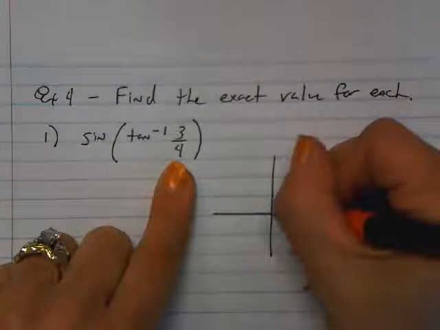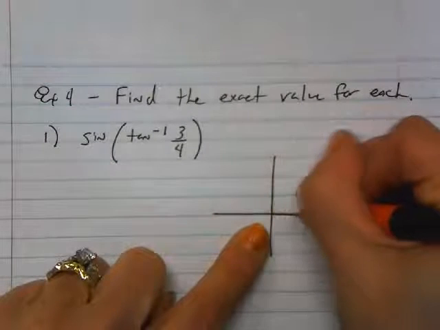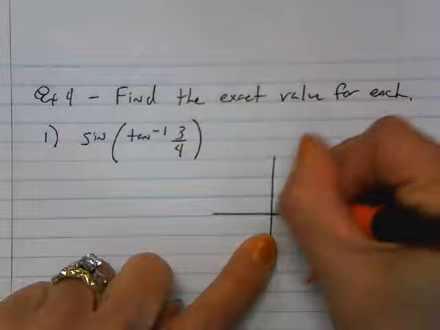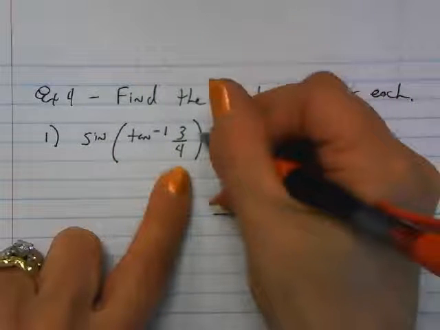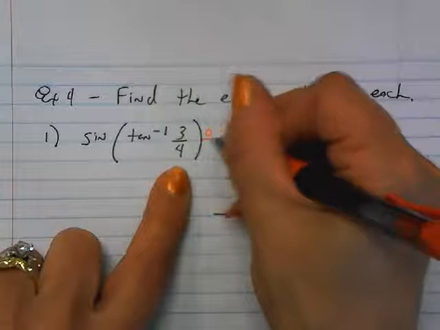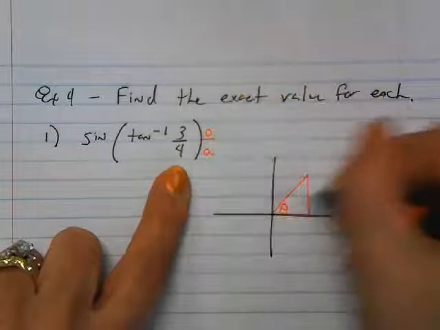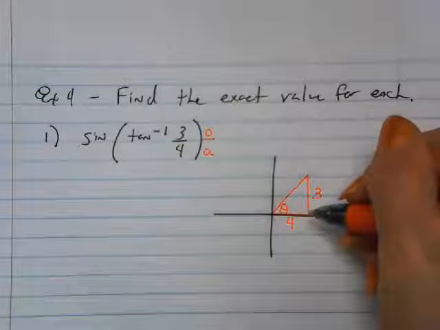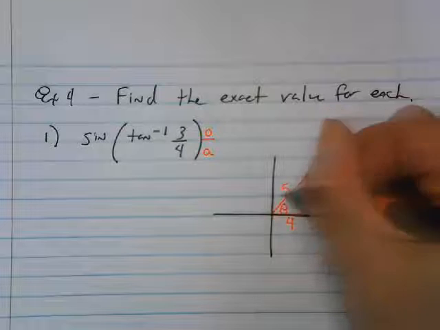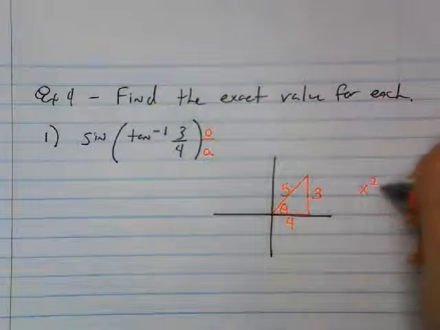Remember, we go left, right, up, down, make our triangle. There's theta. Now, tangent is what? Tangent is O over A. So opposite theta, I'll put a 3. Adjacent to theta, I'll put a 4. And now I know that hypotenuse has to be 5, right? Because x squared equals 3 squared plus 4 squared.